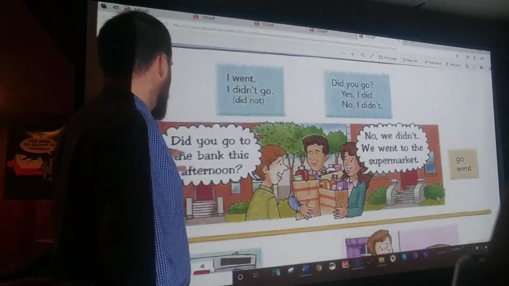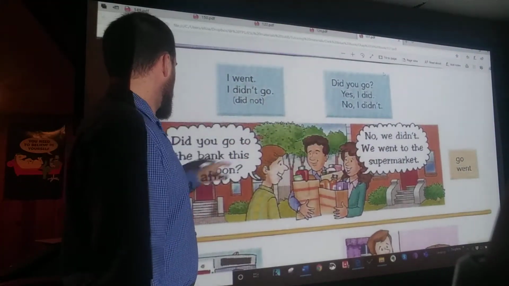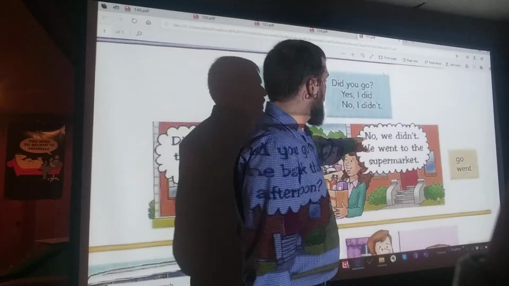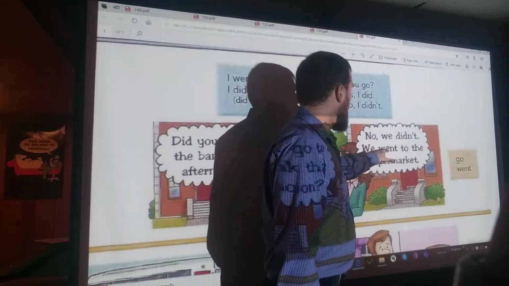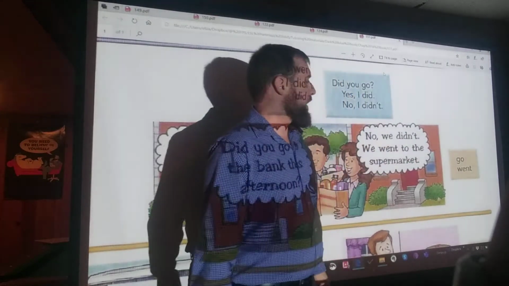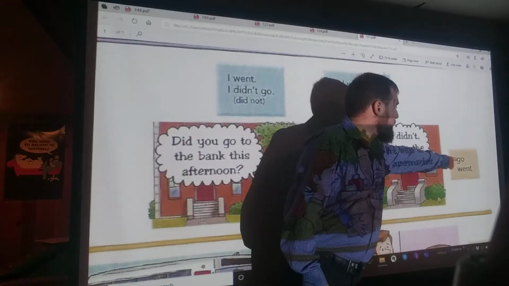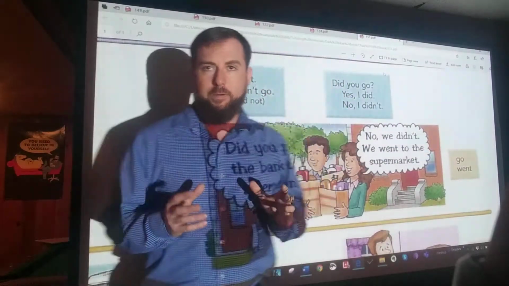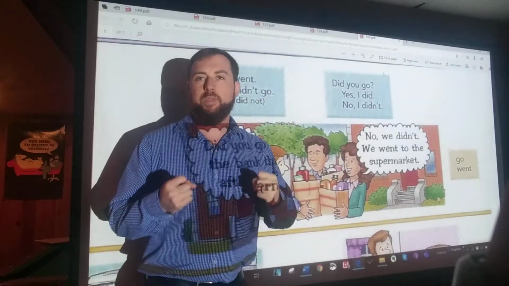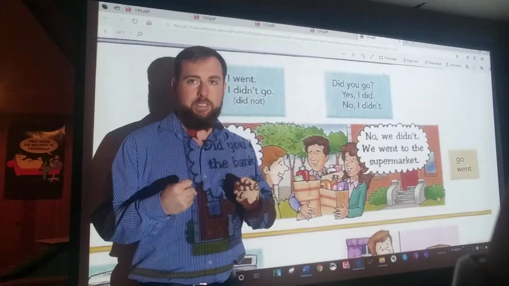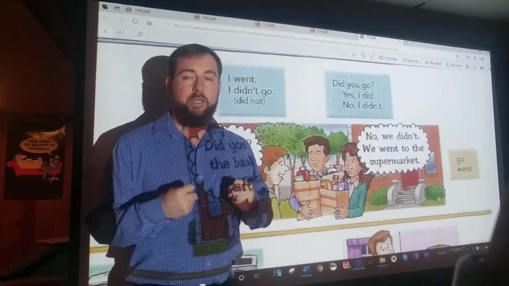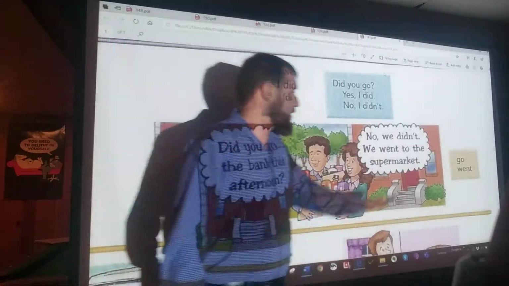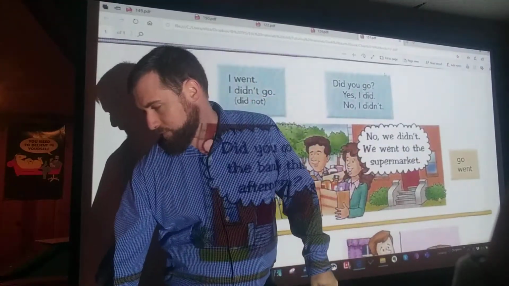Let's just read the example. Did you go to the bank this afternoon? No, we didn't. We went to the supermarket. And then over here in a box, they have the words go and went, the two versions of the same irregular verb. And every word that you are going to be using in this exercise today is going to focus on one of those irregular verbs that doesn't look like they should be the same word, but they are, just like go and went. Okay?